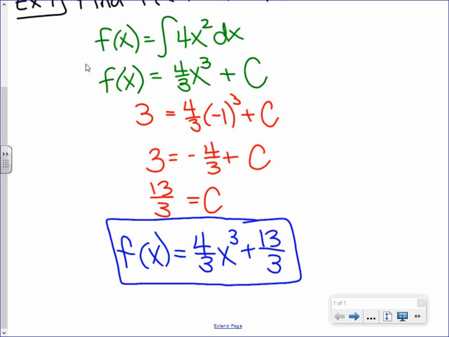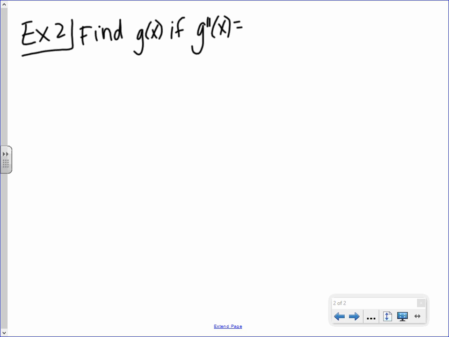Basically we are finding the antiderivative with our plus C, and then we're plugging in that original coordinate to solve for C. Okay, not too bad. All right. Write down this example.